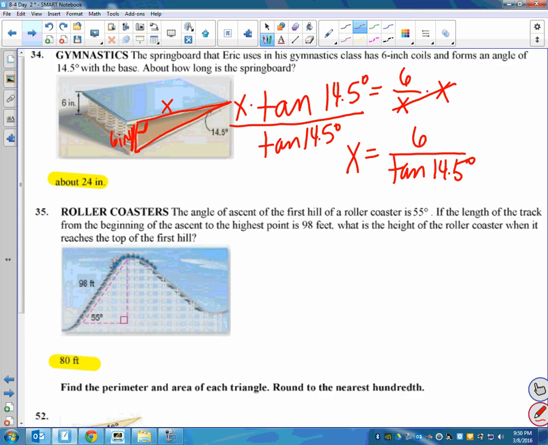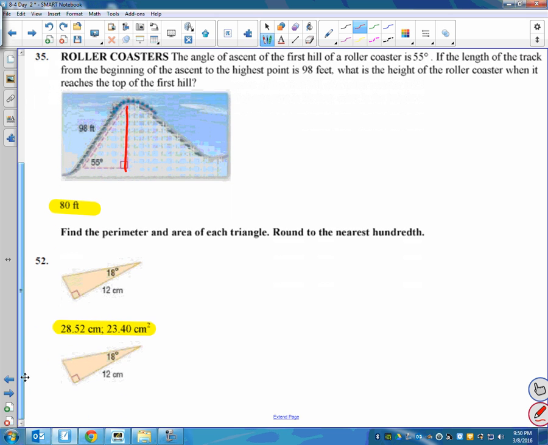So you're looking for this height, and I'm going to leave that one for you to do. And then real quick on 52, find the perimeter and the area of the triangle. Well, the first thing you have to do is find the missing sides, which means you have to do trig at least once. And then you could do Pythagorean theorem if you want. But I think it's just as easy to do trig twice. But you can't get those answers there on 52 unless you solve for the missing sides first.